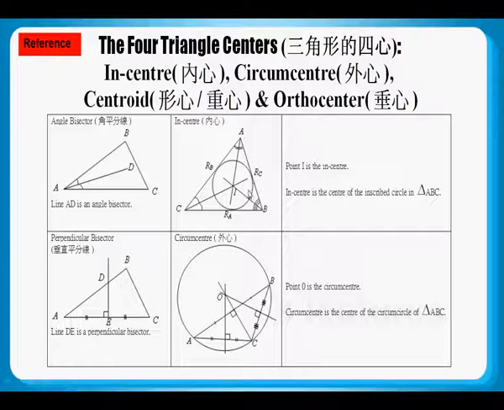If we have three perpendicular bisectors from the triangle, the meeting point, the center, will be a circumcenter, because I can use this center to draw a circle which just touches the three vertices of the original triangle.